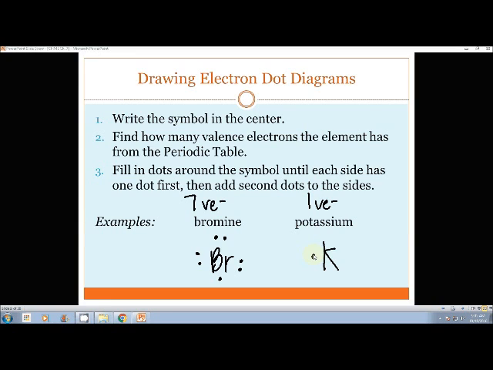No, the most valence electrons you can have is 8. So once you have 2 on each side, then you can't have any more. So it won't ever triple up. If it's a noble gas, you can put 8 around it.